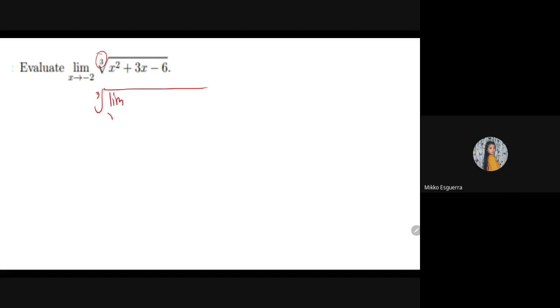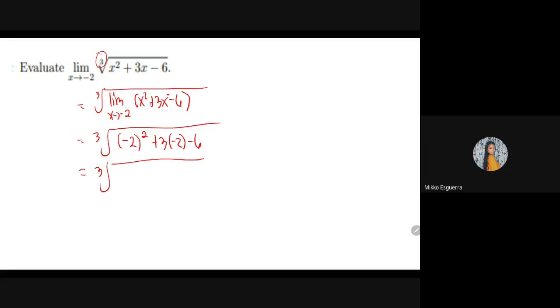The limit of the cube root of x squared plus 3x minus 6 as x approaches -2 is equal to the cube root of (-2) squared plus 3 times -2 minus 6. So (-2) squared is 4, 3 times -2 is -6, so we have 4 minus 6 is -2, minus 6, the cube root of -8. The cube root of -8 is -2 because -2 times -2 times -2 is equal to -8.